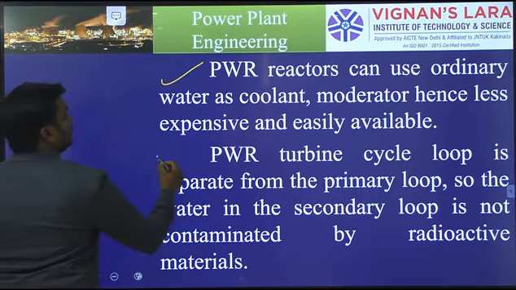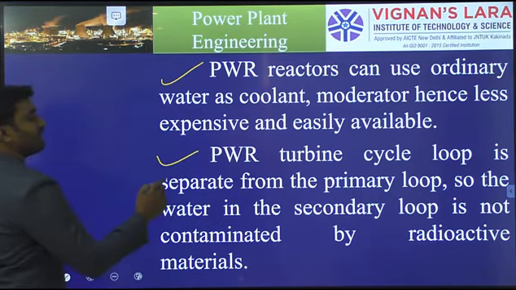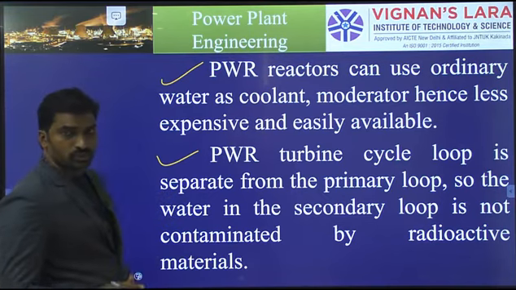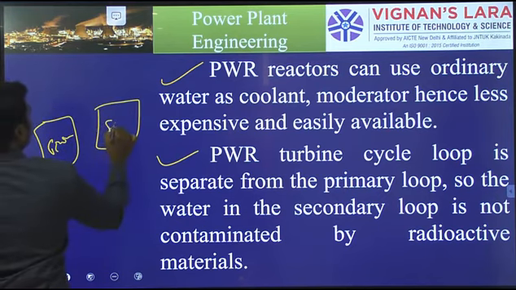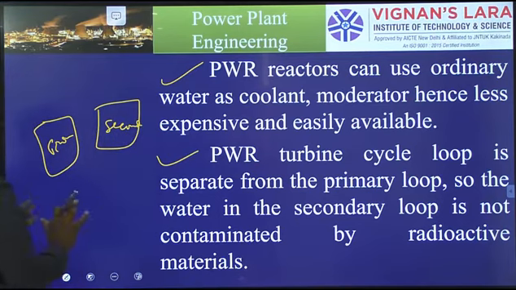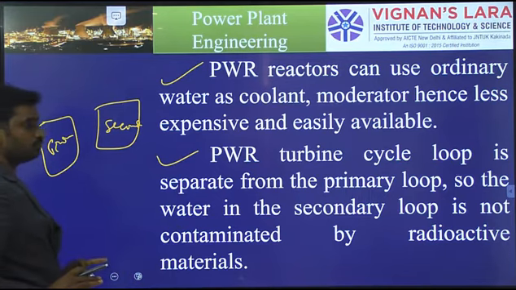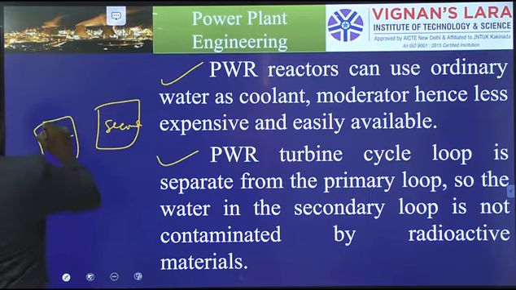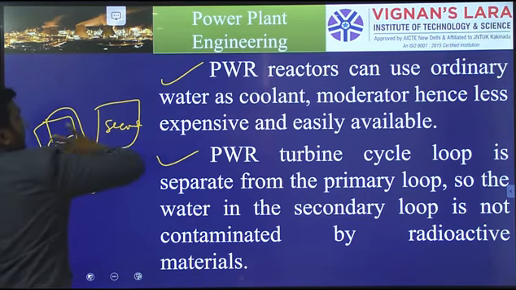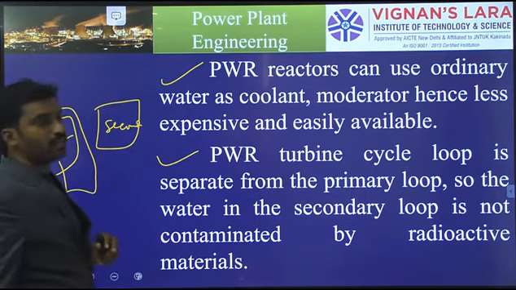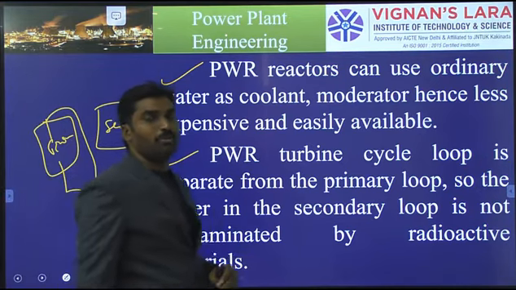And the next thing is the PWR turbine cycle loop is separated from the primary loop. So here we see the two loops. One is the primary loop and the second one is the secondary loop. Due to this separation, the water in the secondary loop is not contaminated by radioactive materials. Only the primary loop is in direct contact with the fissile materials or reactor core. So in the secondary part we don't have a radioactive impact. That is also a beauty of PWR reactors.